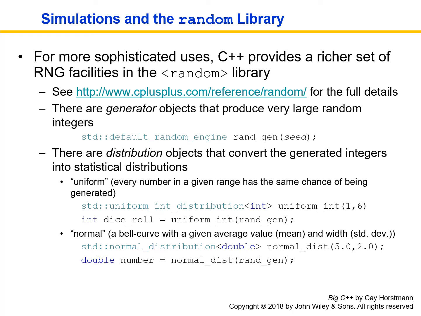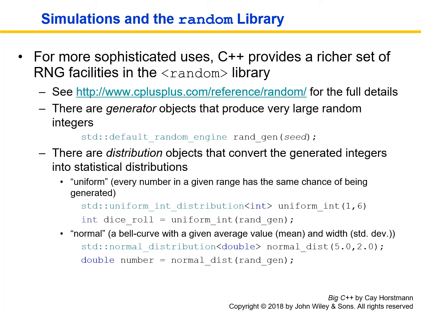Once you've picked a generator object, then you pick a distribution object. You can get a uniform int distribution that, for example, if you choose a uniform int from 1 to 6, you're essentially simulating a dice roll. You can also get a uniform double distribution, where you span 0 to 2, say, and it'll give you lots of very small numbers from 0 to 2, including 0.04325, 1.267, whatever.